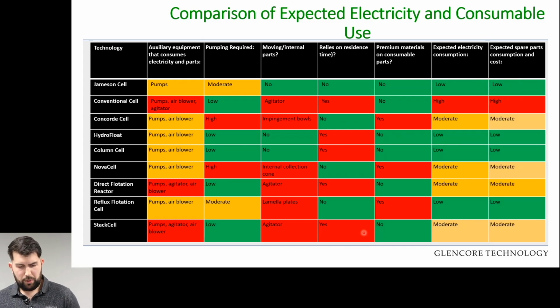We then looked at the spare parts consumption and cost as well. To be honest, all of these came in as the same as the electricity consumption because we looked at whether they had, again, moving parts and premium materials required, and ranked them on that basis.